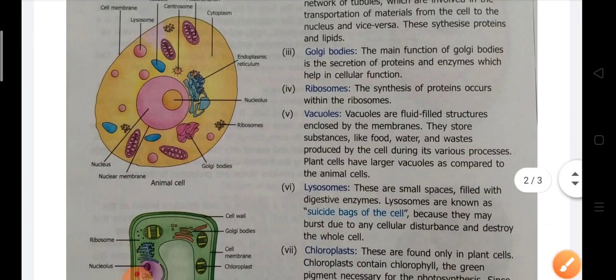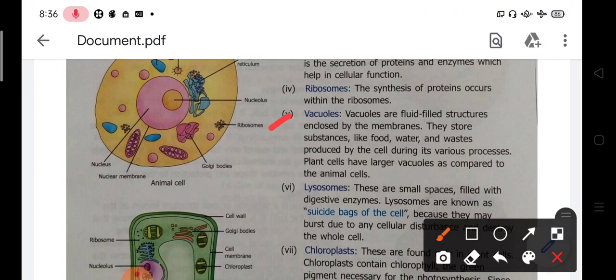Now next we talk about the vacuoles. Vacuoles are very large in size in plant cells, and very small in animal cells. In plant cells, the number of vacuoles is 1 or 2 or 3. Whereas in animal cells, the number of vacuoles may be more than 3. But sometimes it happens that vacuoles are absent in animal cells. But in plant cells, the presence of vacuoles is compulsory.